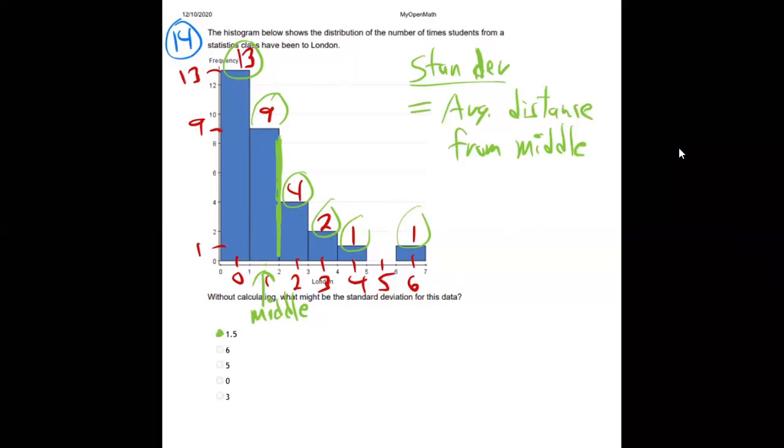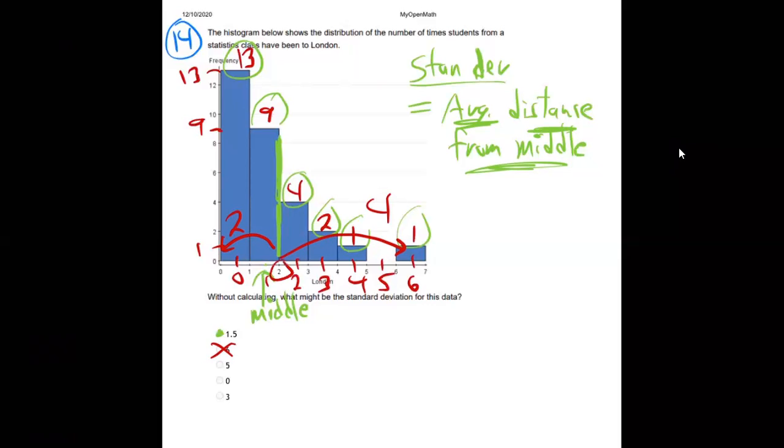Okay, so what's the average? Standard deviation is average distance from the middle. Well, how far are people from the middle? If the middle is like 1 or maybe 2, I don't think it's 2, 1 or 2 times to London, the person that's furthest from that is the person that's been 0 times. They're 2 away, and the person that's been 6 times, they're 4 away from the middle. So the average distance from the middle can't be 6. Nobody is 6 from the middle, right?